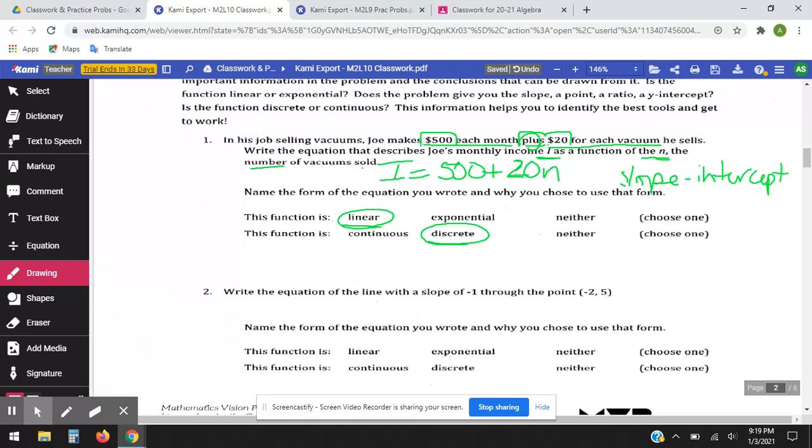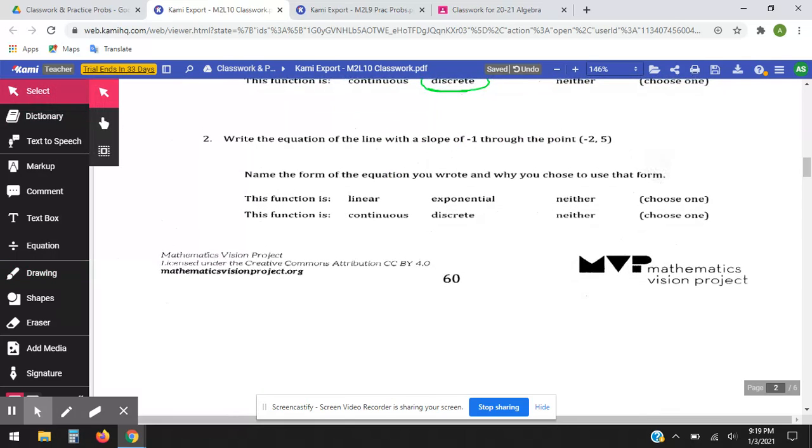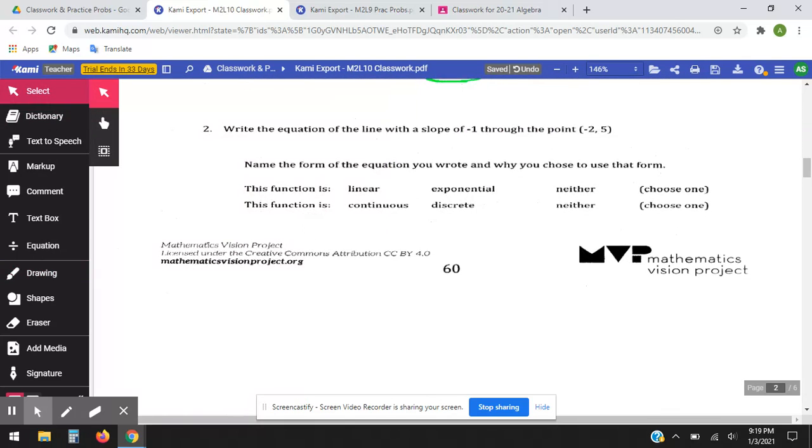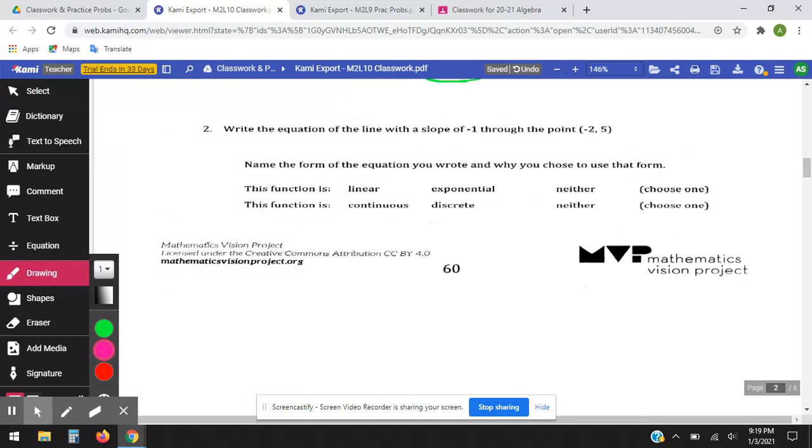All right, next. Number 2, write the equation of the line with the slope of -1, and it goes through the point of -2, 5. Well, this would be slope point form. So I'm going to go ahead and put that on here. Slope point form, because I have a slope and I have a point.